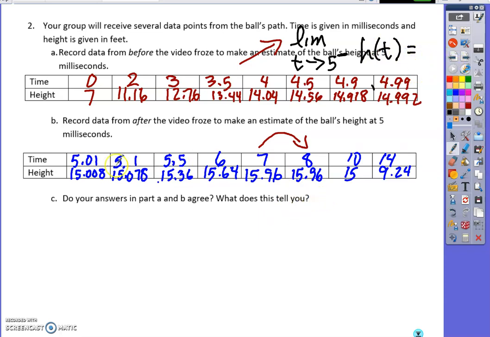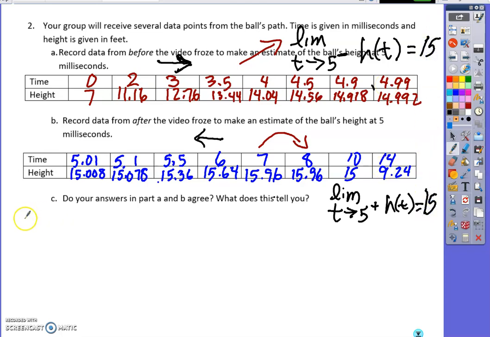Then this one, notice that we're going away from 5 seconds. So we're still doing a limit as t approaches 5, and this time from the right, because we're approaching 5 from this direction, whereas in the other one we're approaching 5 from that direction. So we're approaching from the left, and now we're approaching from the right. Of h of t, and what is that? Well, what are we getting close to? It looks like we're getting close to 15 in both problems.